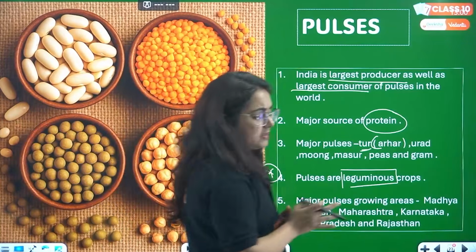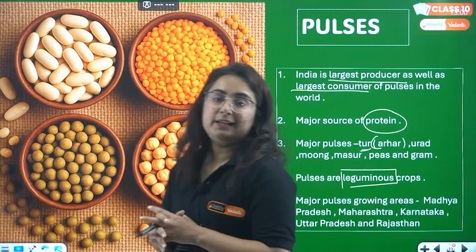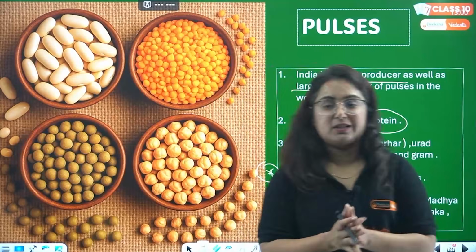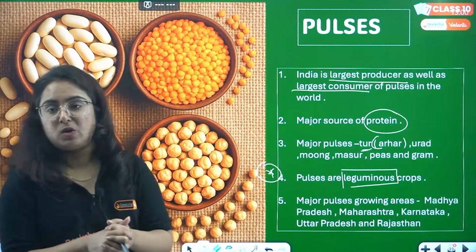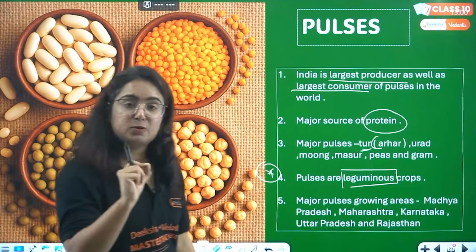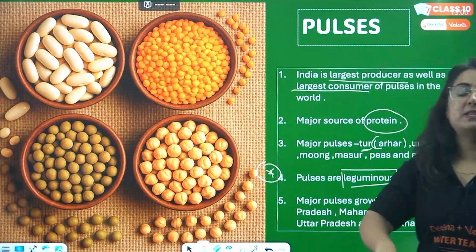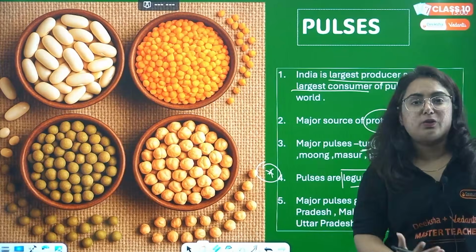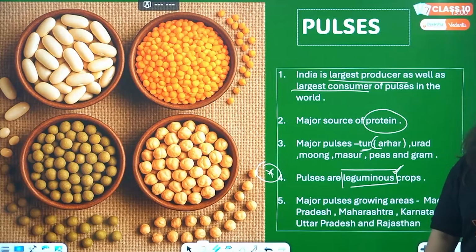When I started the session, I told you that beta, there is a natural cycle that regains the fertility in the soil. And here there is a process that is nitrogen fixation. So any crops that help to facilitate the process of nitrogen fixation are known as leguminous crops, or leguminous, as some people call it.